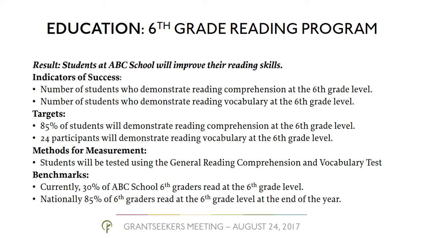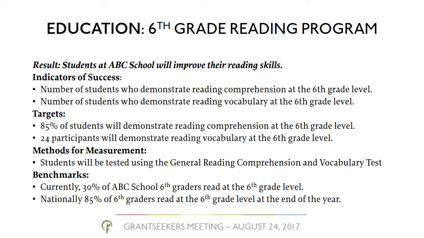You can see here I've got two different indicators, and I'm doing corresponding targets. You don't always have to have two. It can be one. Sometimes it can be more than that, but it's things that you can count that can help show you're being successful and that you can demonstrate to others you're being successful. So, method of measurement. We're going to test these students with the general reading comprehension and vocabulary test. That's our method of measurement.